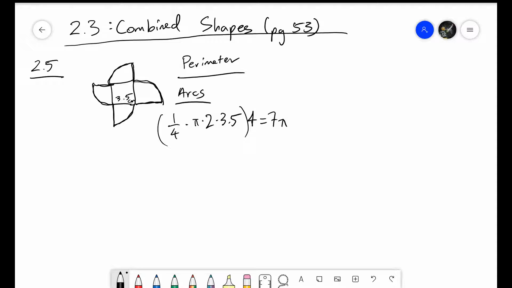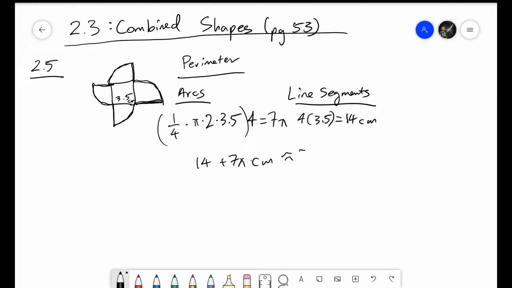Now to find the length of the line segments. Each of these line segments is equal to one radius length of the square. Since each one is equal to 3.5 centimeters, the total is 4 times 3.5, which is 14 centimeters. So that means the combined perimeter is 14 plus 7 pi centimeters, which is approximately 36 centimeters.